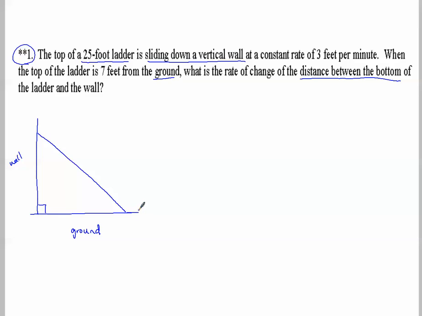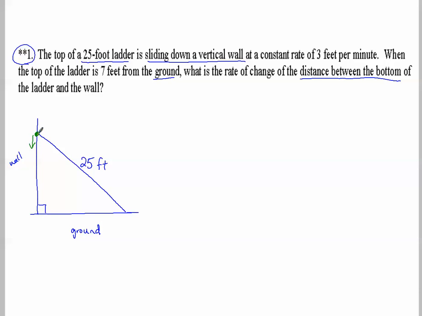They said the ladder is 25 feet, and it never talks about the ladder shrinking or growing. So 25 feet is the ladder, and it will always be 25 feet. If it is a constant length, I mark the length in the picture. Let's see what else we can mark in our picture. The top of the ladder is sliding down the wall at a rate of 3 feet per minute. So the top of the ladder is sliding down the wall at a rate.